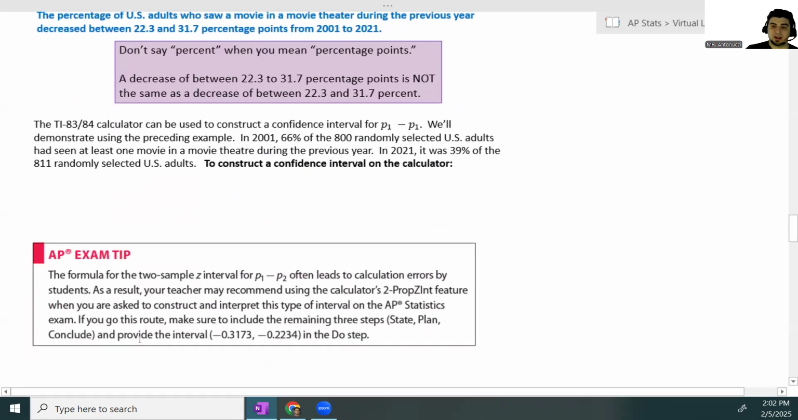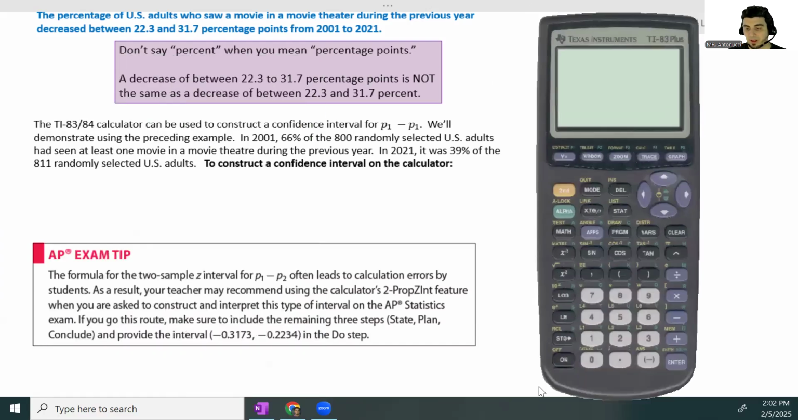So I want to talk about how to construct the confidence interval if we're going to use a calculator. So what you want to do is open up your TI-83 or TI-84, whatever you're using. I happen to have a TI-83 Plus here, so I'm going to clear all this off. And then the first thing we want to do is go to Stat, then over to Test, and then we're going to scroll down to 2 proportion Z interval, not 2 proportion Z test, 2 proportion Z interval right here, which is actually choice B.